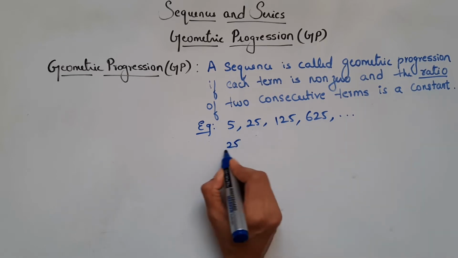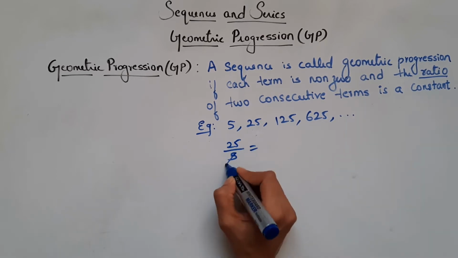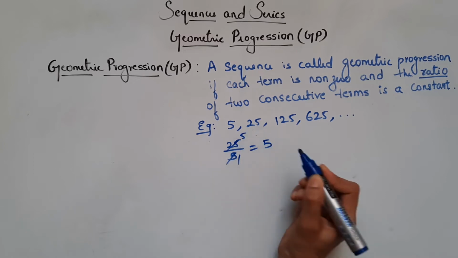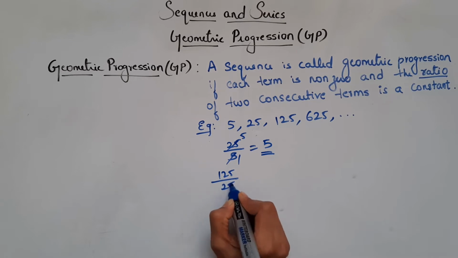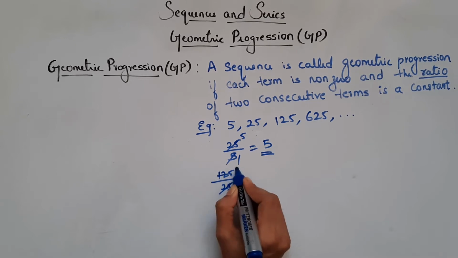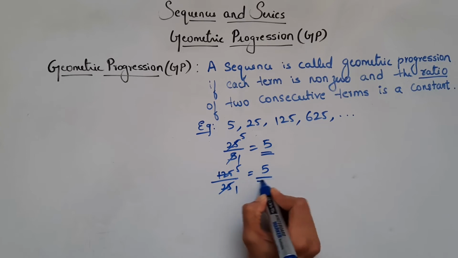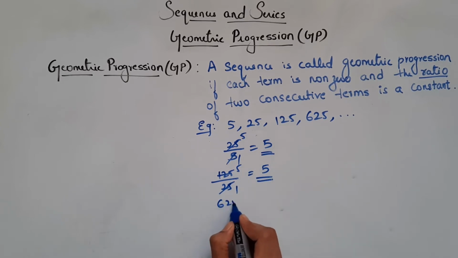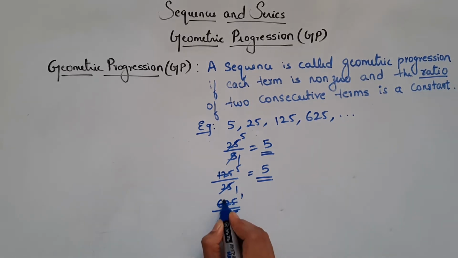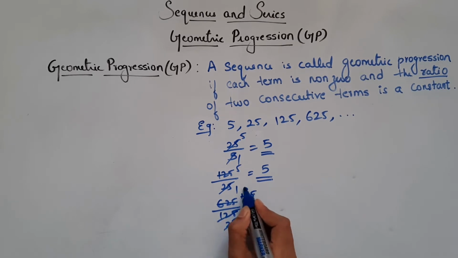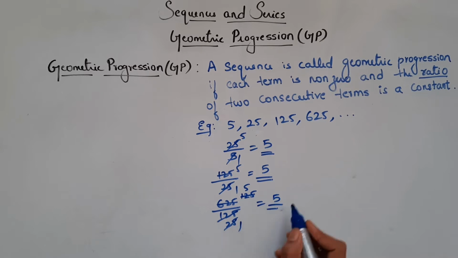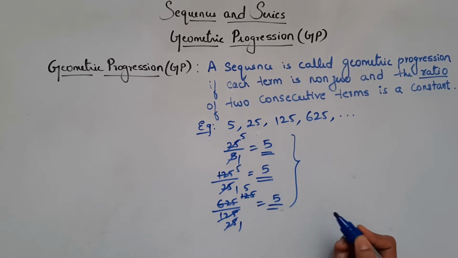So 25 by 5, what is 25 by 5? 5 ones are 5, 5 fives are 25, which is equal to 5. What is 125 by 25? 25 ones are 25, 25 fives are 125, which is nothing but 5. Similarly, what is 625 by 125? 125 ones are 125, 125 fives are 625, which is nothing but 5. So here the ratio is a constant, which is nothing but 5.